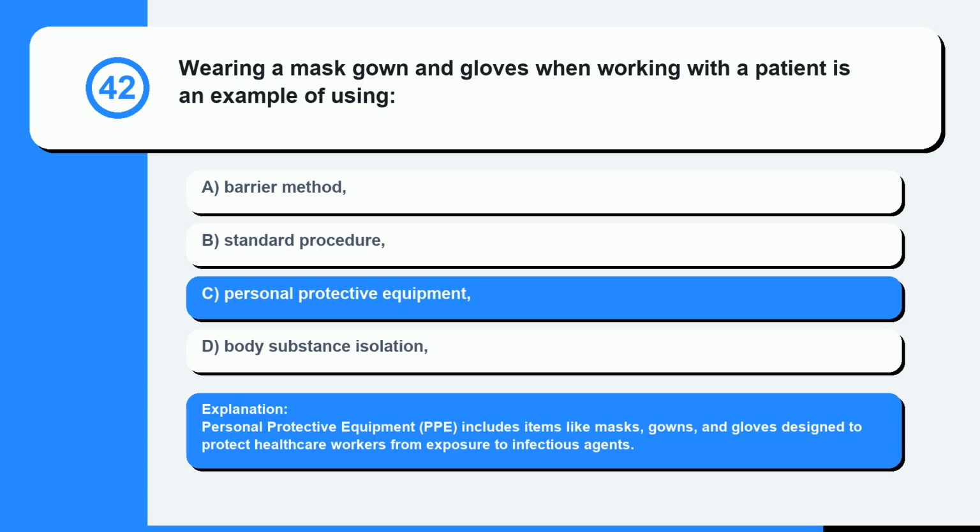180 mg per dl. A total cholesterol level below 200 mg/dl is generally considered desirable for adults to maintain heart health.